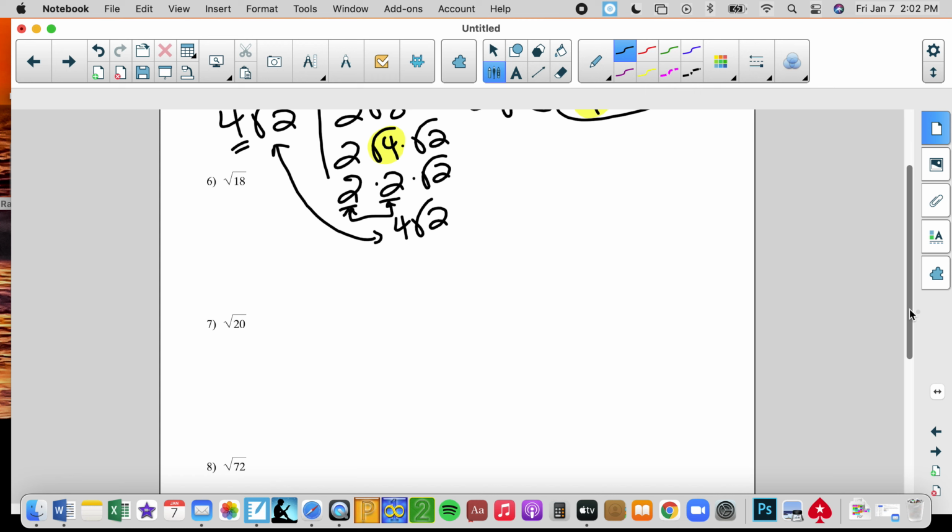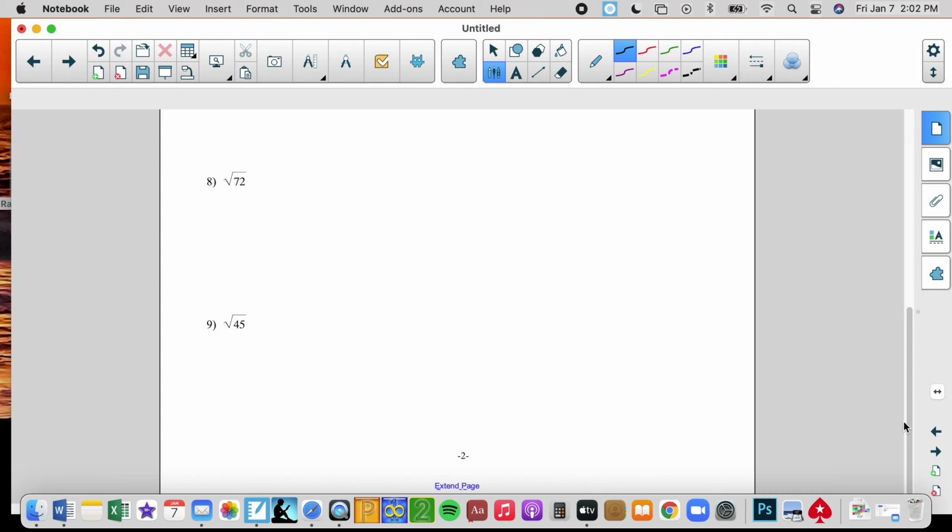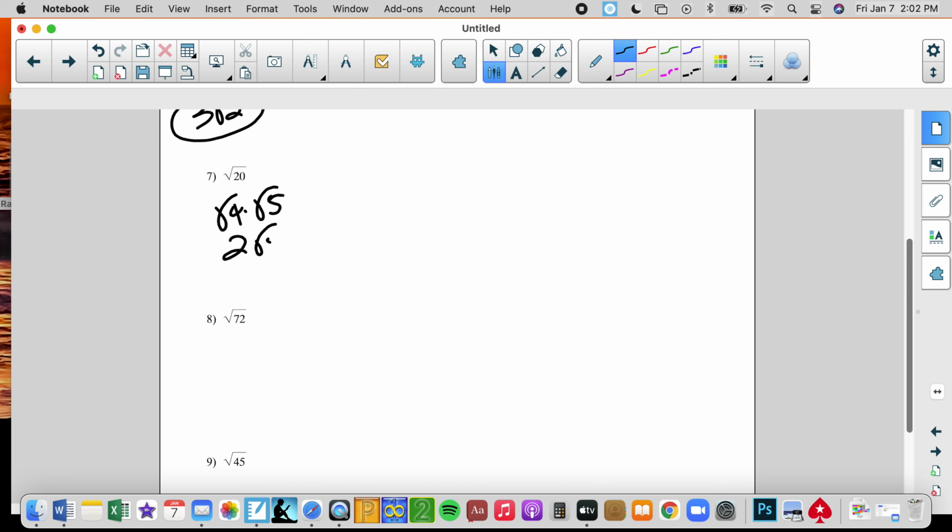Rad 18, I'm going to break that into rad 9, rad 2. I chose rad 9 because it's a perfect square. This simplifies to 3 rad 2. Rad 20, I'm going to break that into rad 4, rad 5. That can be simplified to 2 rad 5.